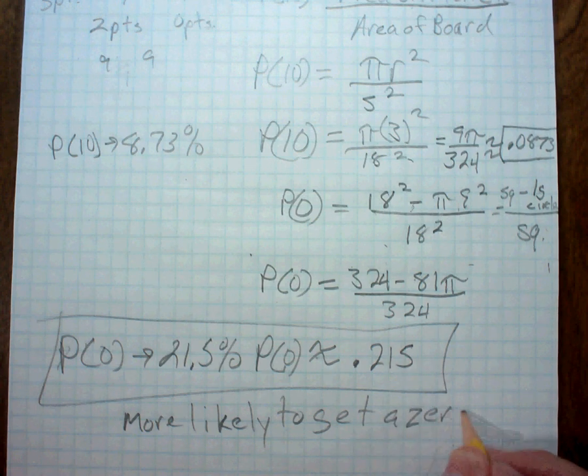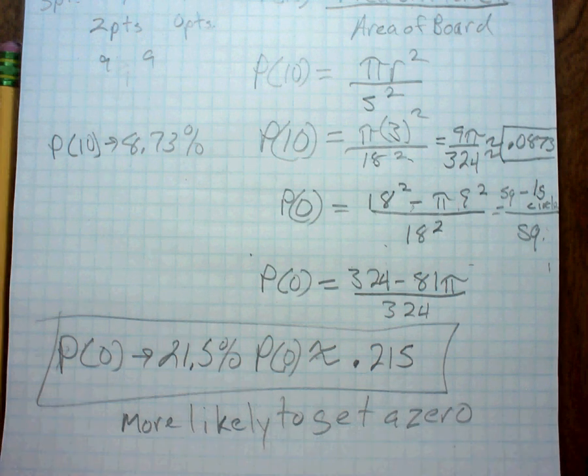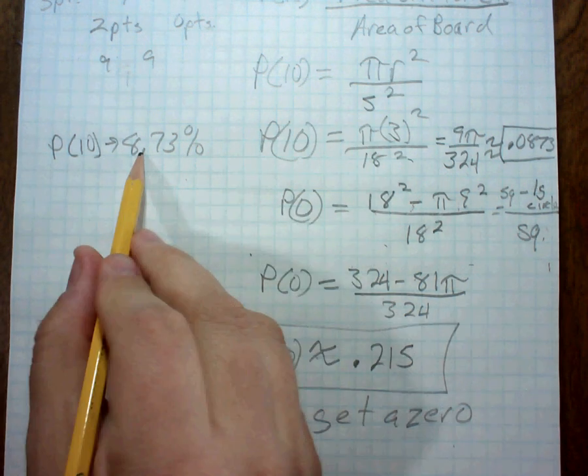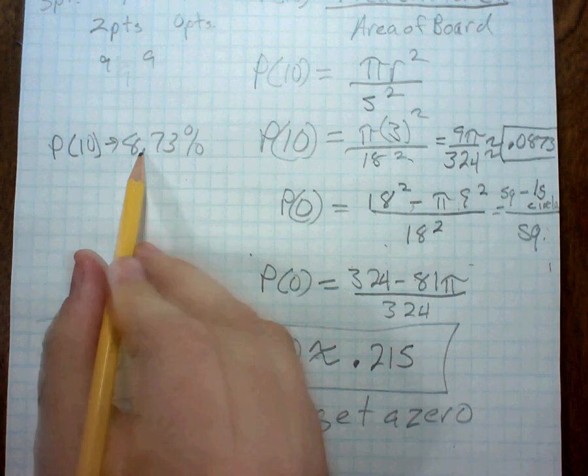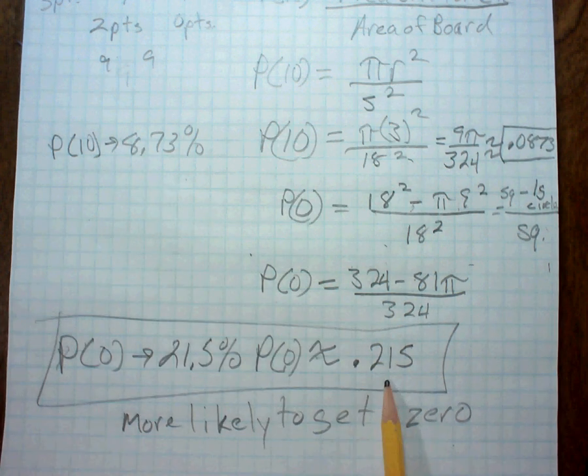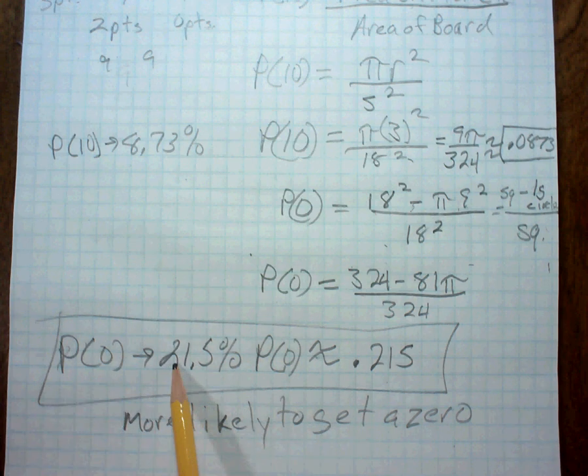Now that's if it's totally random, right? If somebody practices, they're going to hit the board. That's totally random. If you just randomly throw the dart any old kind of way, and you throw it 100 times, almost 9 times you'll hit the bullseye. But 21.5 times you'll hit the 0 area of the dartboard.